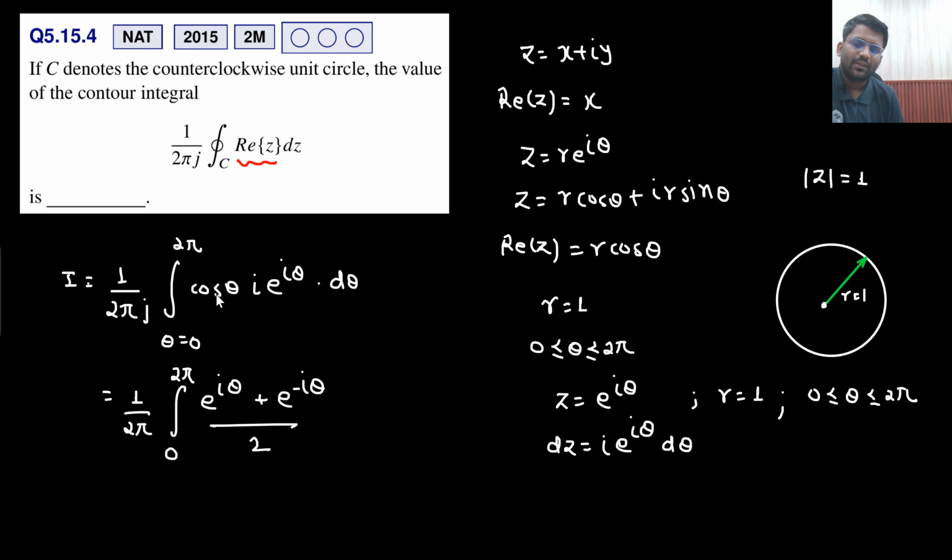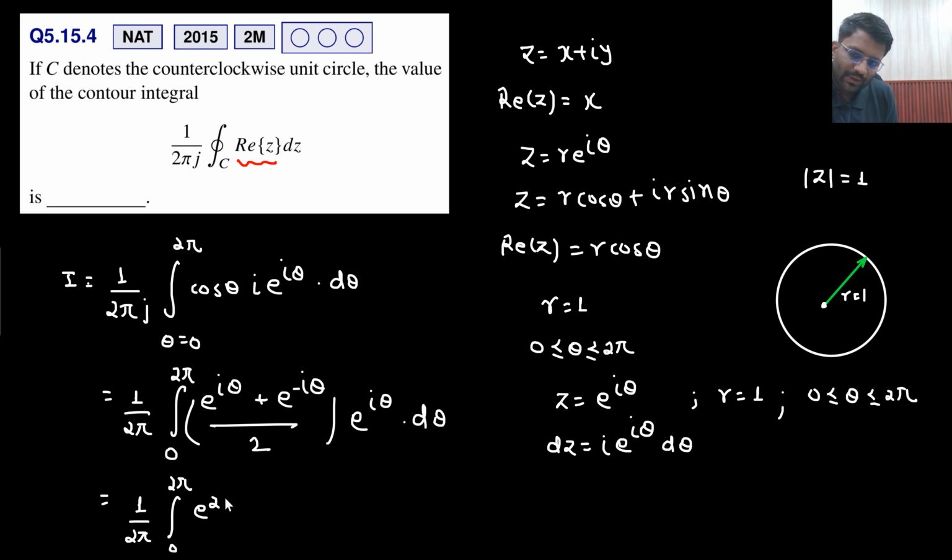This is 1 by 2 pi. So e to the power iota theta plus e to the power minus iota theta divided by 2, multiplied with e to the power iota theta d theta. So 1 by 2 pi, integral going from 0 to 2 pi, e to the power iota theta multiplied with e to the power iota theta, this will become e to the power 2 iota theta divided by 2 plus 1 by 2 d theta. You can do this calculation on your own. It will come out to be 0. This will throw 0, and what will the other one throw? 1 by 2 pi.